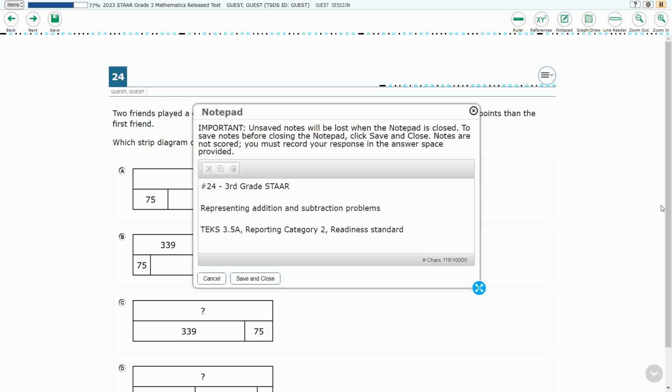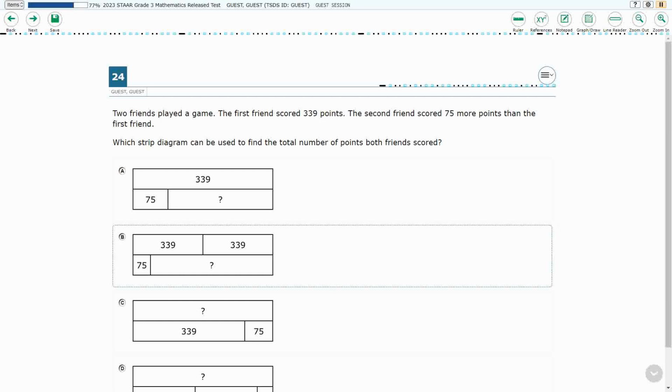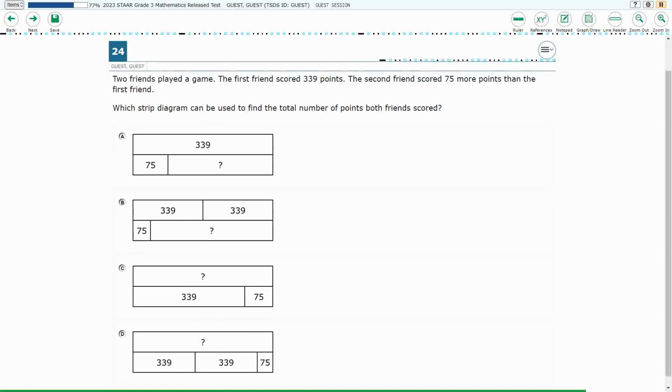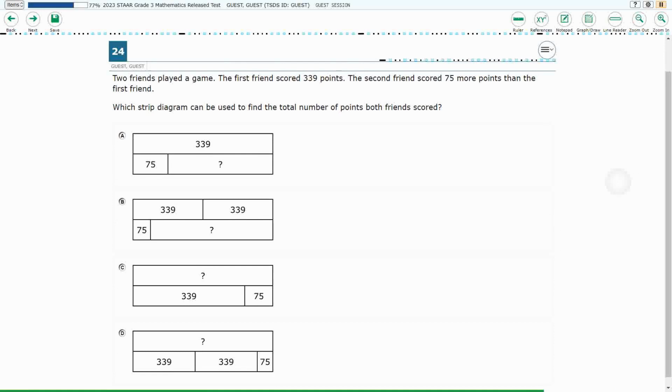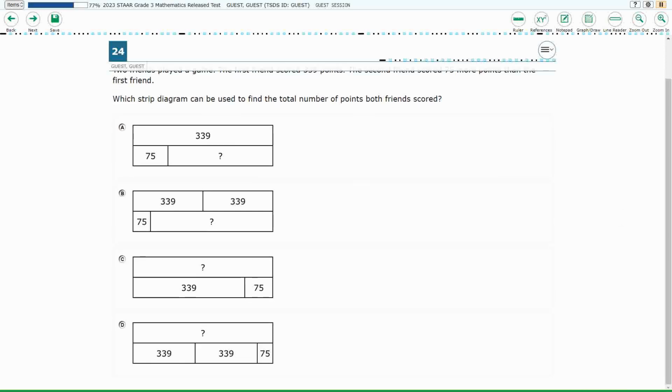For number 24, we are representing addition and subtraction problems. This is TEKS 3.5a, a readiness standard in reporting category 2. So we have two friends playing a game. First friend scored 339. The second friend scored 75 more than the first friend. Okay, which strip diagram could be used to find the total number of points both friends scored.